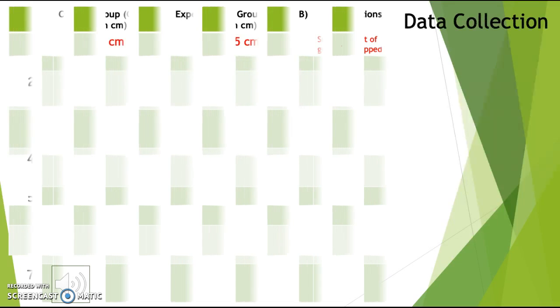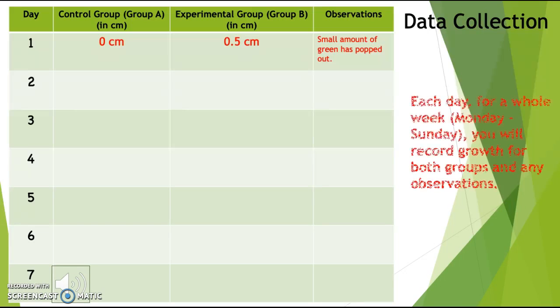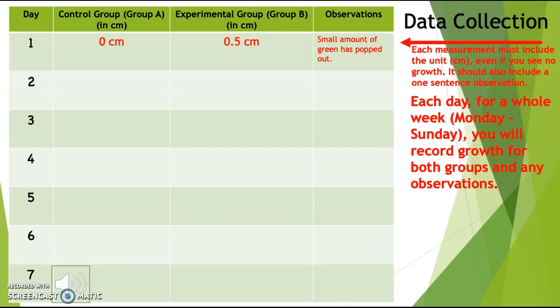Now, after I have introduced my experiment and its variables, I will include my data collection. My graph includes the day I am experimenting, the controlled group, Group A's growth, the experimental group, Group B's growth, and any observations I see on that day. Each day for a whole week, starting today and ending on Sunday, you will be recording your measurements for both groups' growth and any observations. Make sure that every measurement includes the units, which in our experiment is centimeters.